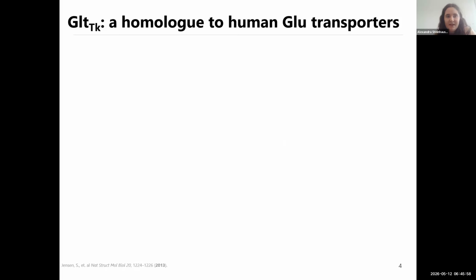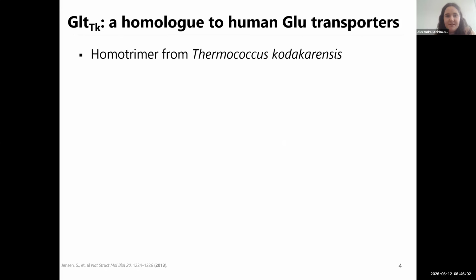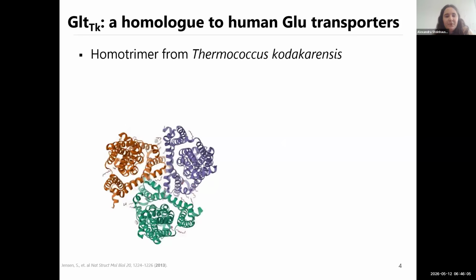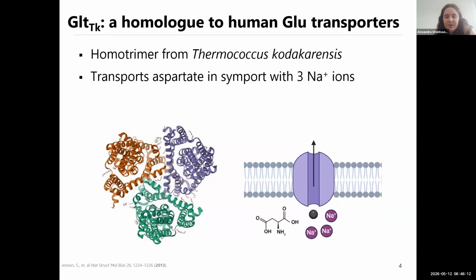So the main character of this publication was a protein called GLTTK. It's a homotrimer from Pharmacoccus codacarensis. Each of the monomers is shown here in a different color, and it transports aspartate in symport with 3 sodium ions. Glutamate transporters have a highly conserved binding site, which is why we chose to work with these model proteins. However, since GLTTK is a membrane transporter, it requires its lipid environment around it to function properly, right?